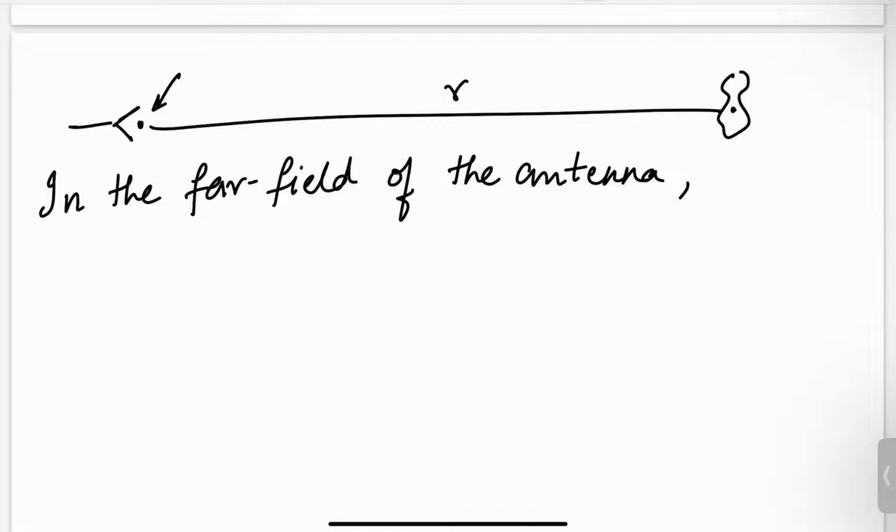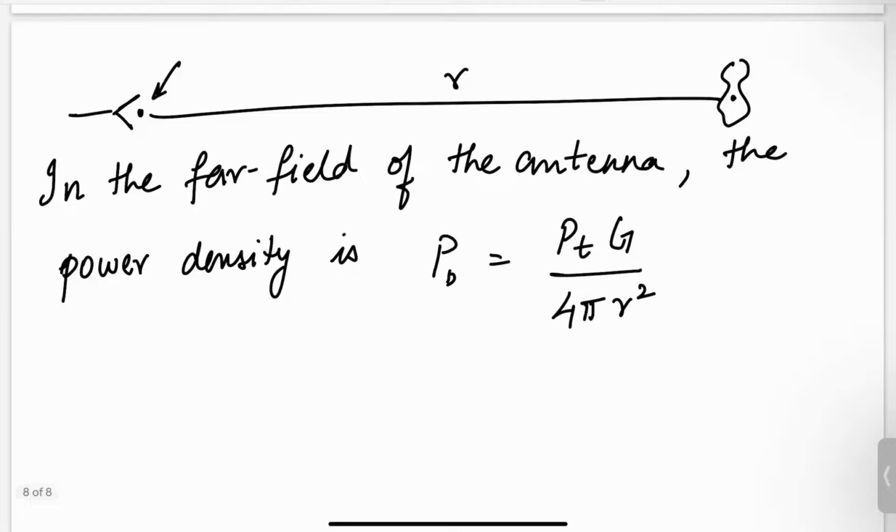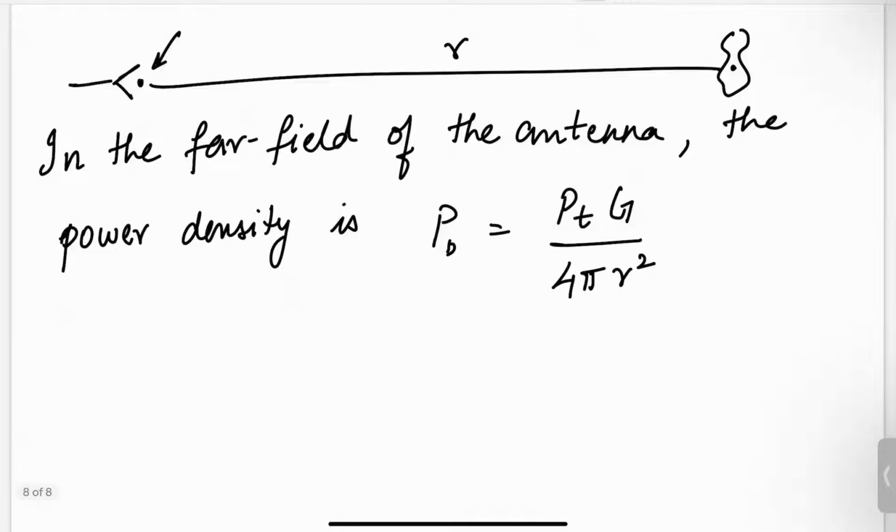Okay, so we know that in the far field of the antenna, the power density is, let's say PD, the transmitted power, the amount of power transmitted by the antenna, times the gain of the antenna, we'll call it GT, or let's just assume it's G, divided by 4 pi r squared, right? That's basic antenna theory, I guess. Okay, so that's the power density that reaches this target, right?